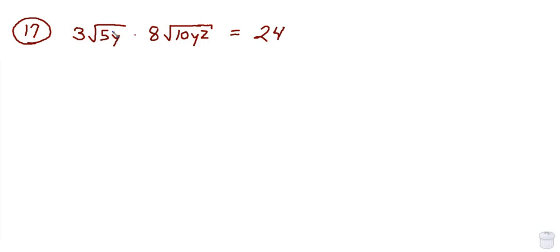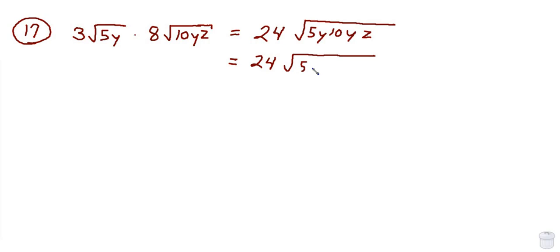I can also combine, they're both square roots, so using my product rule, I can combine all that underneath one radical: 5 times y times 10 times y times z. I have all that combined underneath one radical. So I have 24 and I have 5 times y. This is 10, let's break this down to 5 times 2. Then I have another y and a z.